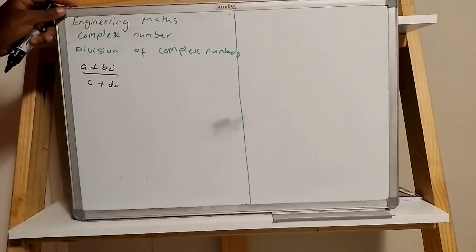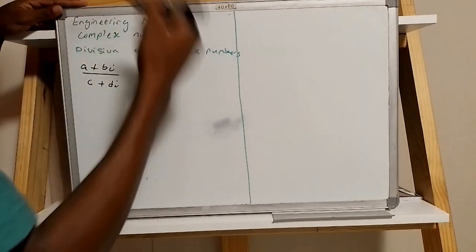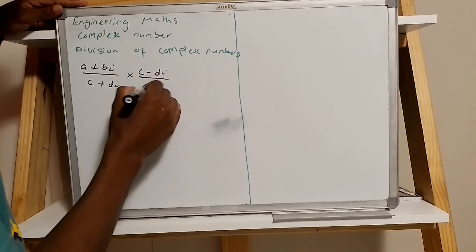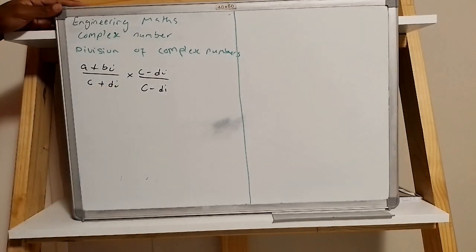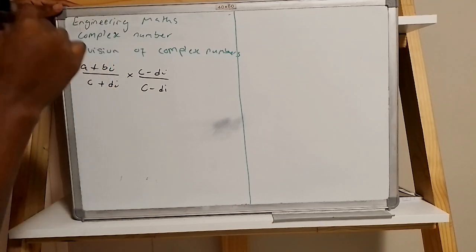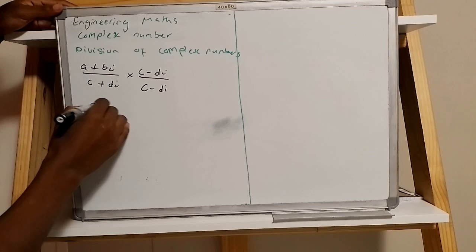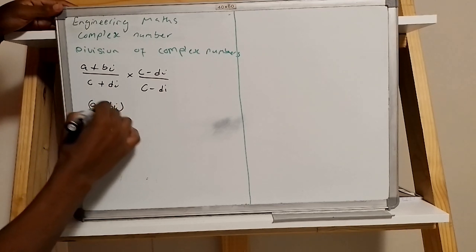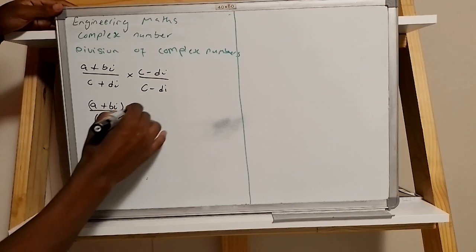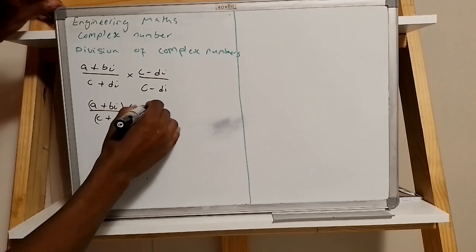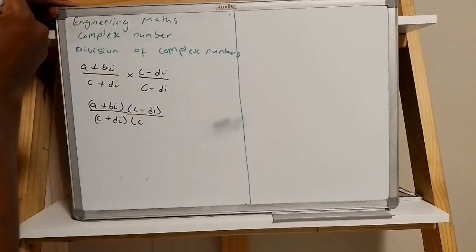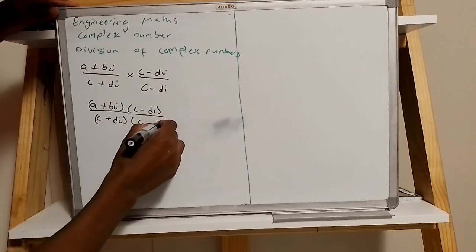That is the conjugate of the denominator. So I'm going to cross multiply by the conjugate of the denominator: the numerator multiplied by the conjugate, and the denominator multiplied by the conjugate. Right? So when I multiply, this is going to be (a + bi) over (c + di), and I want to use the FOIL method, then times (c - di).